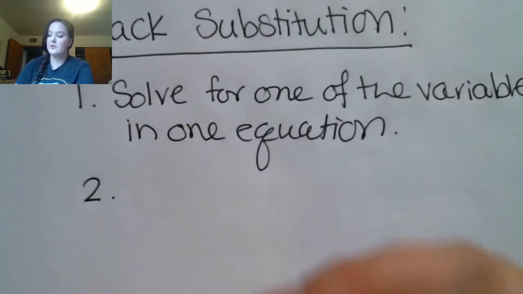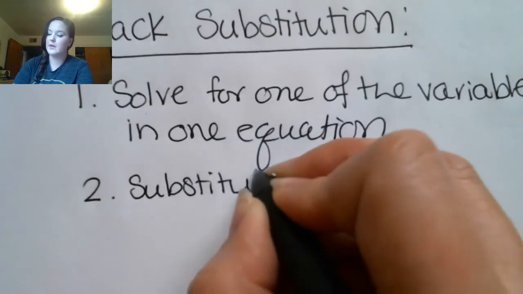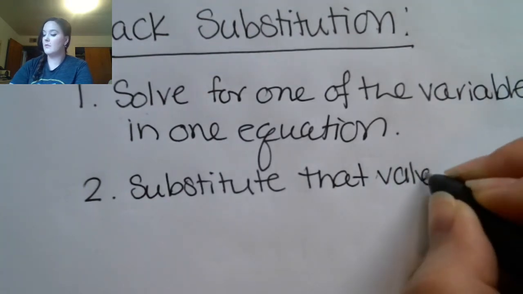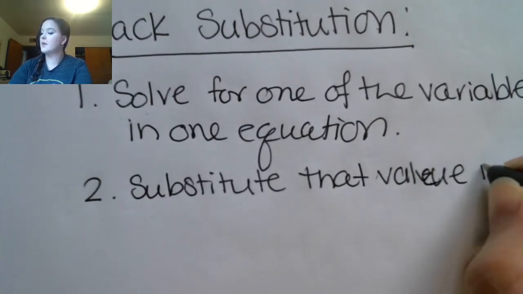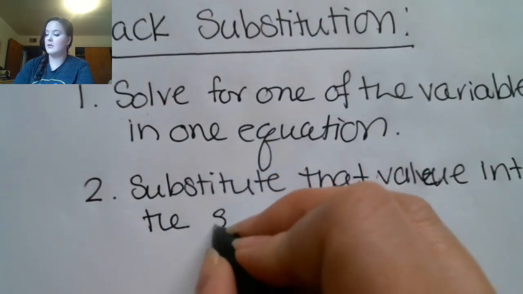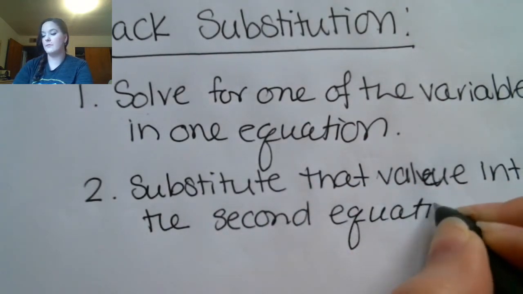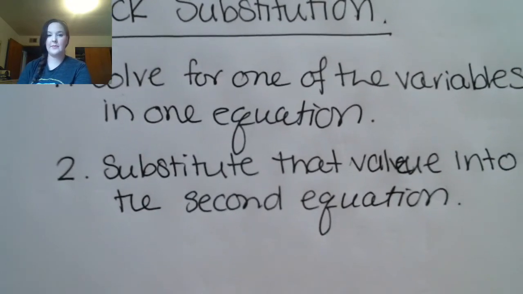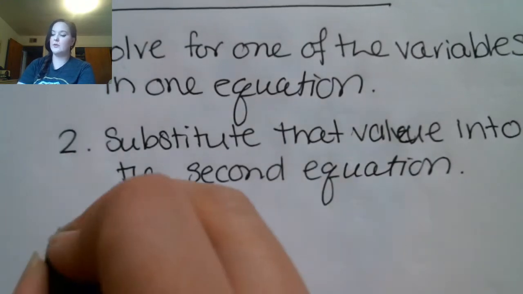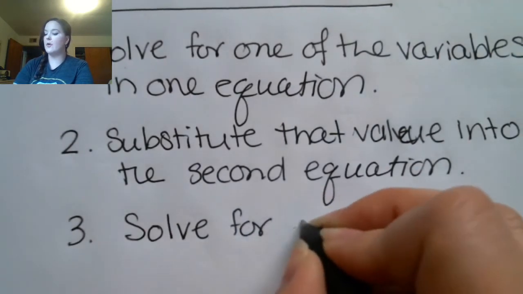Once you do that, you are going to substitute that value into the second equation. So you're taking the value that you found in part 1 and you're substituting it into part 2, and then you're going to use that to solve for a second variable.